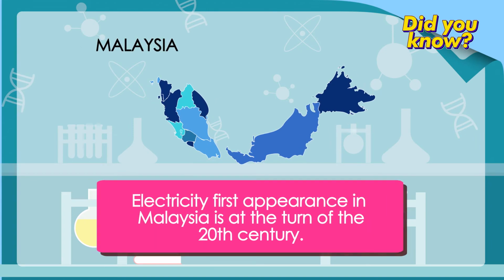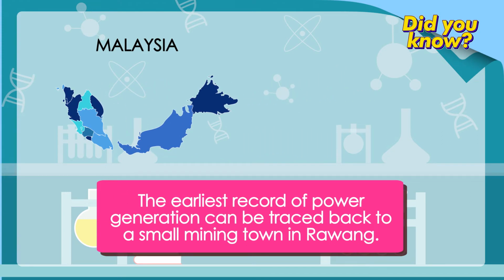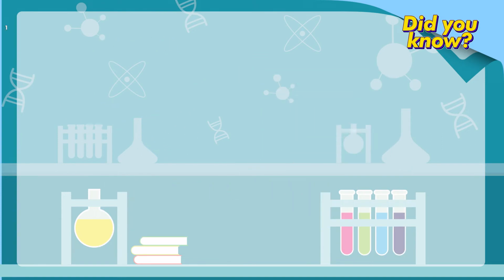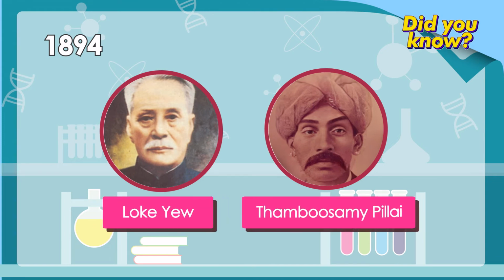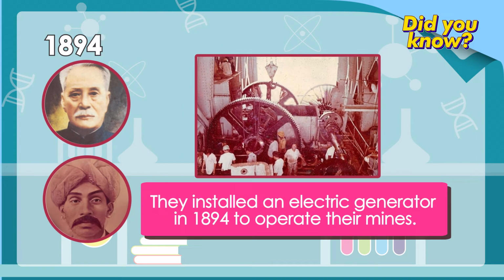Electricity first made its appearance in Malaysia at the turn of the 20th century, and the earliest record of power generation can be traced back to a small mining town in Rawang, Selangor. Two enterprising individuals, Lokyu and Tambusami Pillai, installed an electric generator in 1894 to operate their mines.